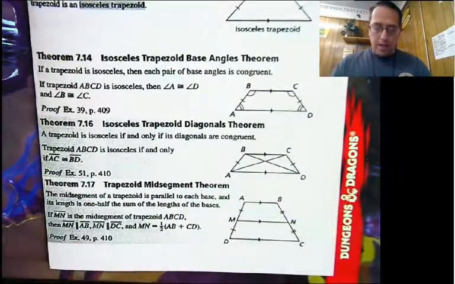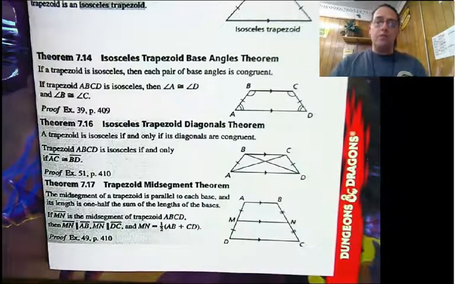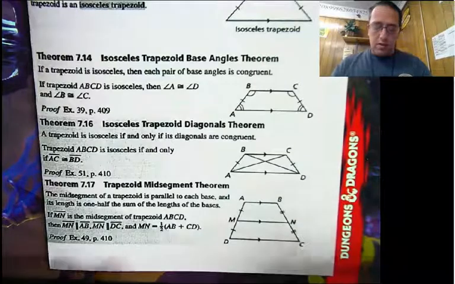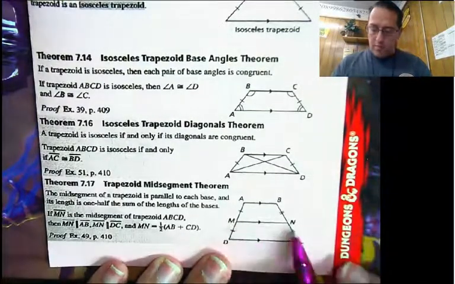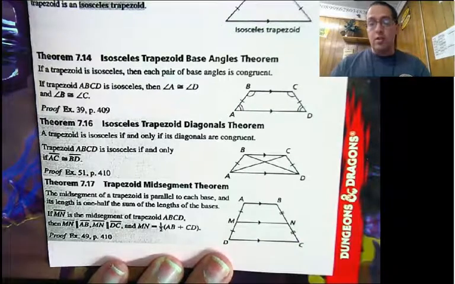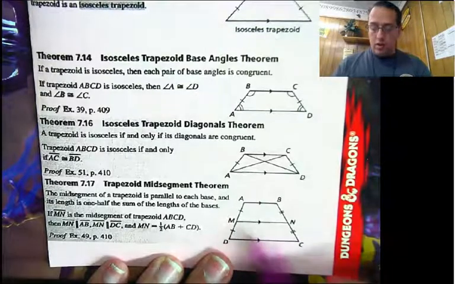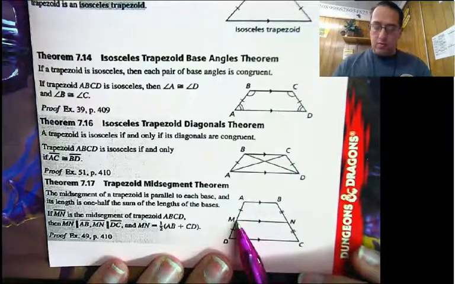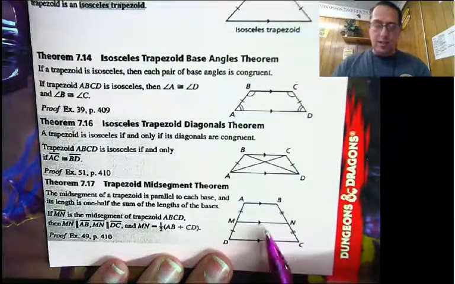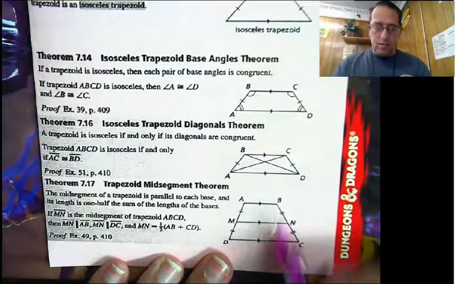Last thing we have here is the trapezoid midsegment theorem. The trapezoid midsegment theorem does work for any trapezoid, doesn't matter if it's isosceles or not. And what this says is that the midsegment of a trapezoid, well, what's the midsegment? Let's talk about that real quick. The midsegment of a trapezoid, just like the midsegment of a triangle, connects two midpoints.